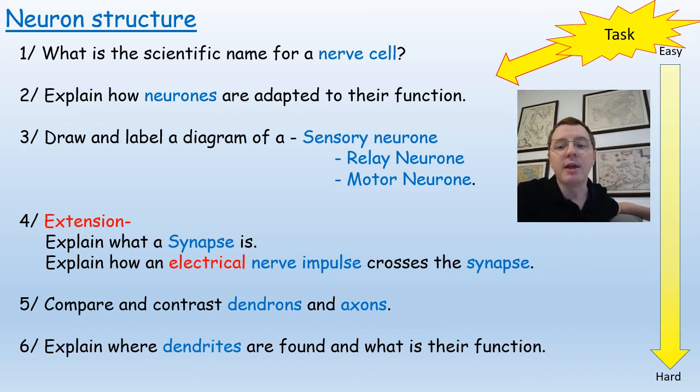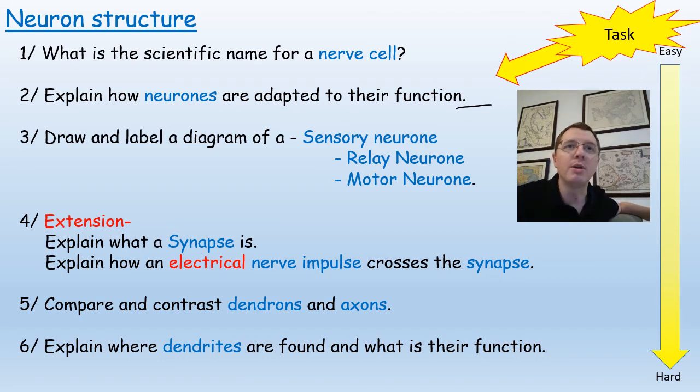What's the scientific name for a nerve cell? That would be a neuron. Explain how neurons are adapted to their function. Well, here we could talk about several different things. We could talk about the axons being long and thin so the nerve impulse can travel very quickly. We could talk about the myelin sheath being present to insulate the axons so that the nerve impulses can travel quickly. We could say that the axons are connected to effector muscle cells so that they can cause the muscle cells to contract.